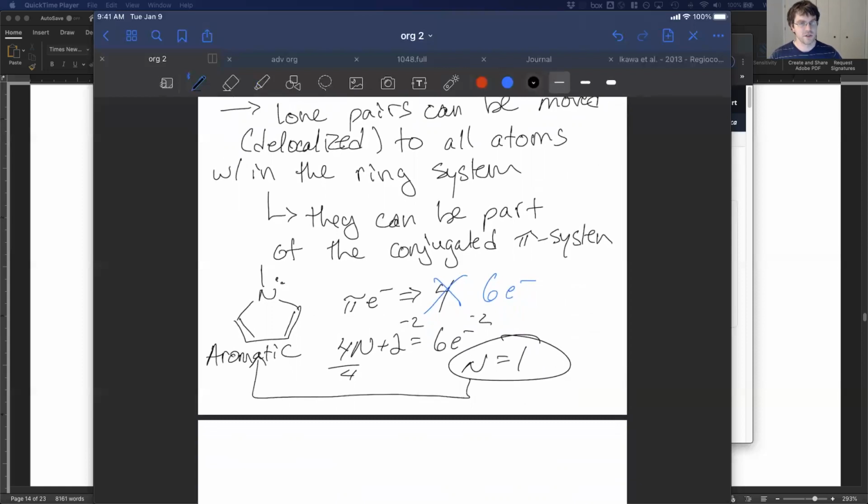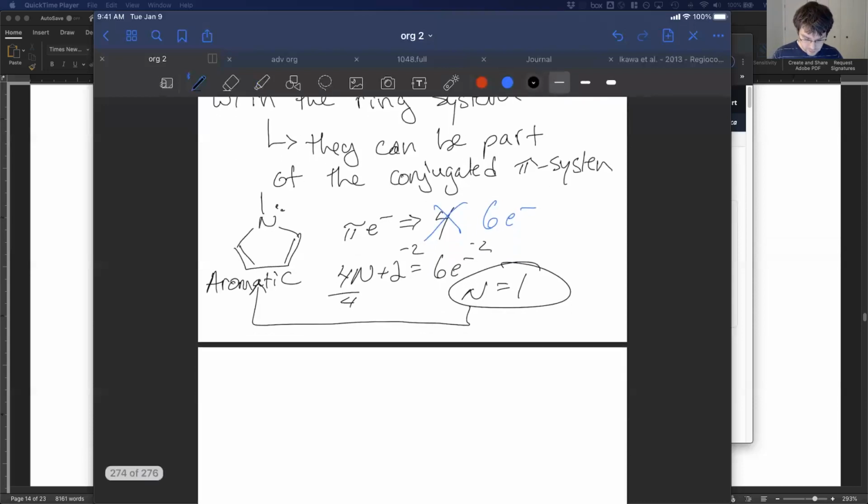And the nice thing is you only have to do that once. A 5-membered ring with a lone pair, we can just do that once to think about for other molecules. So the nitrogen really didn't have anything to do with it, except it just provided a lone pair of electrons in a neutral state.